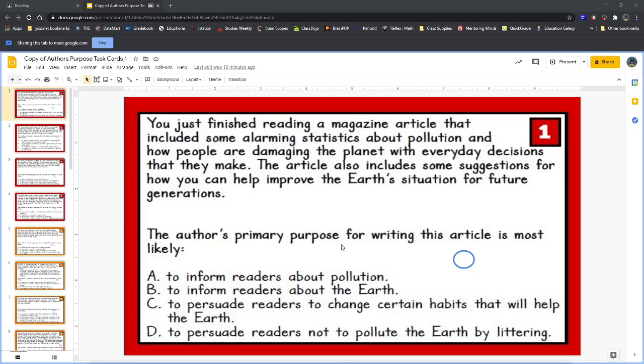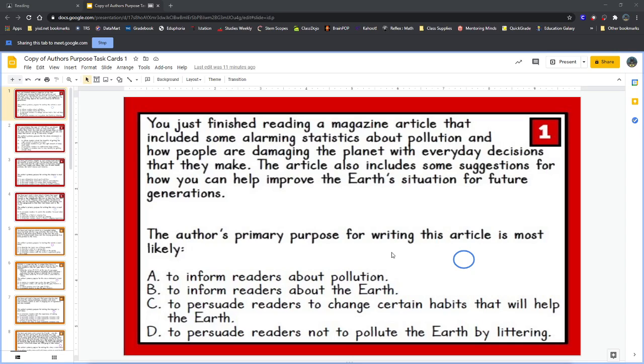Okay. So let's look at the answer choices. The author's primary purpose for writing this article is most likely blank. A, to inform readers about pollution. B, to inform readers about the Earth. C, to persuade readers to change certain habits that will help the earth, or D, to persuade readers not to pollute the earth by littering. So we have two answer choices that say inform, and we have two answer choices that say persuade. So we need to decide.